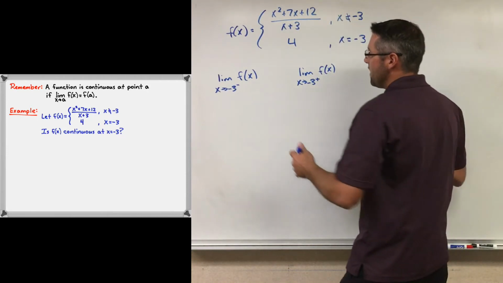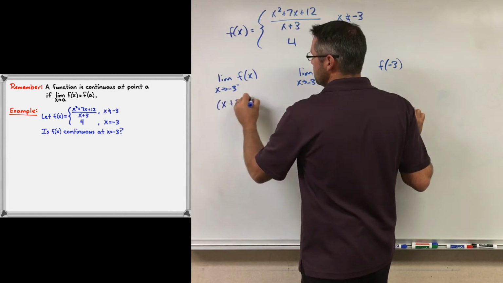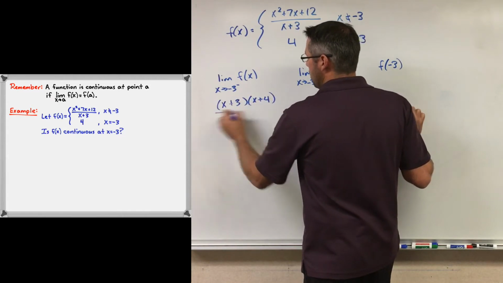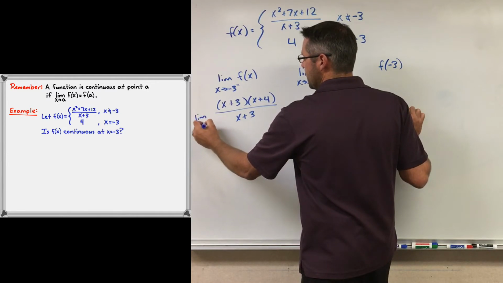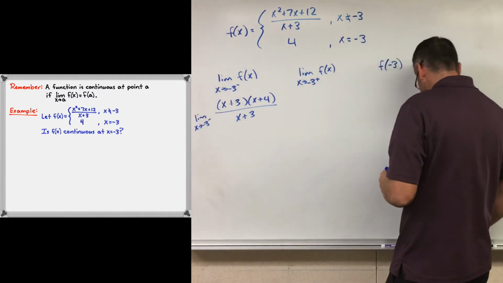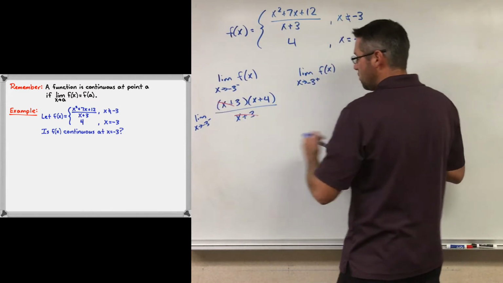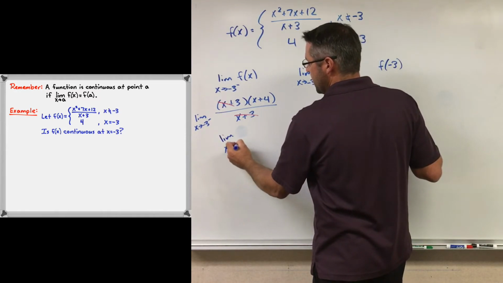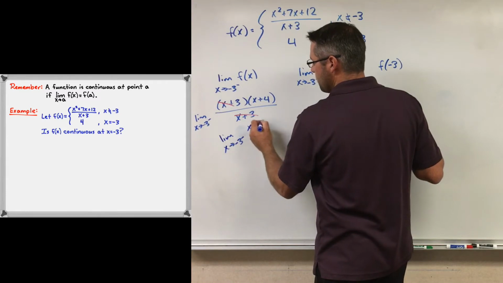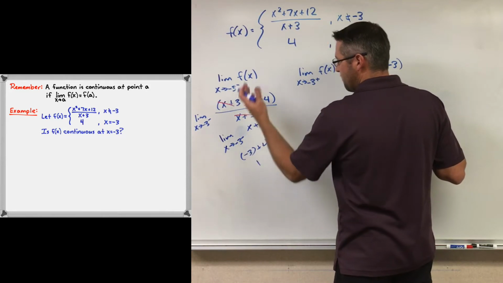So the way we go about that is to figure out the factors if we can. This is going to be x plus 3 times x plus 4 all over x plus 3, and that is the limit as x approaches negative 3 from the left. We can see that the x plus 3's reduce, and we're left with the limit as x approaches negative 3 from the left of x plus 4. We can plug in negative 3 plus 4, which is 1. And so we have our left-hand limit.